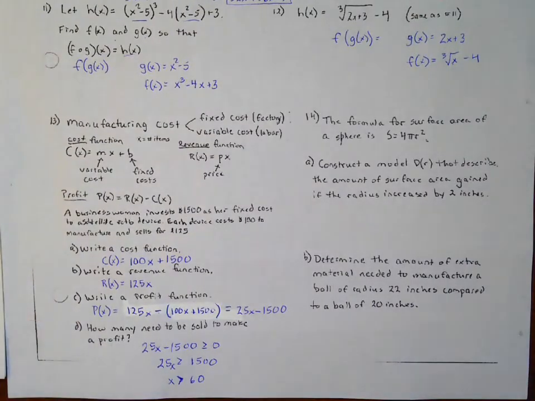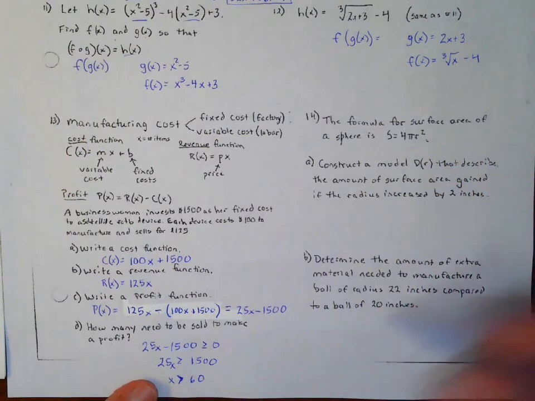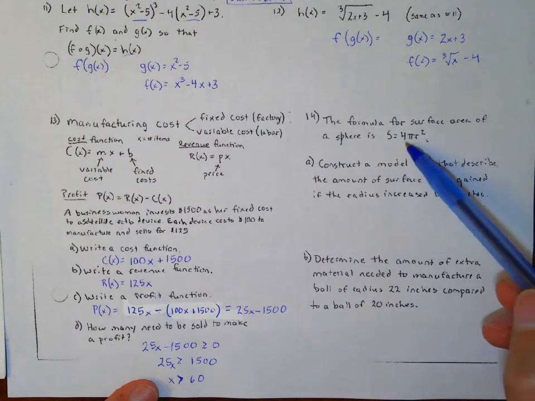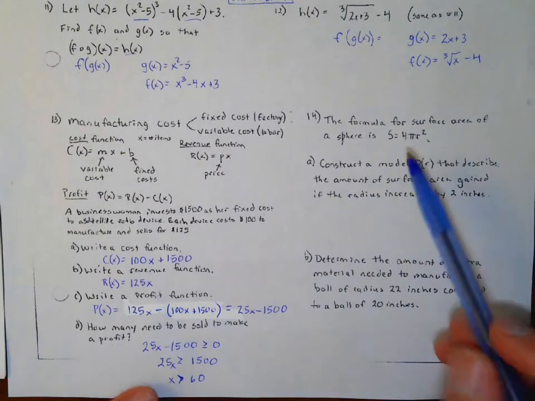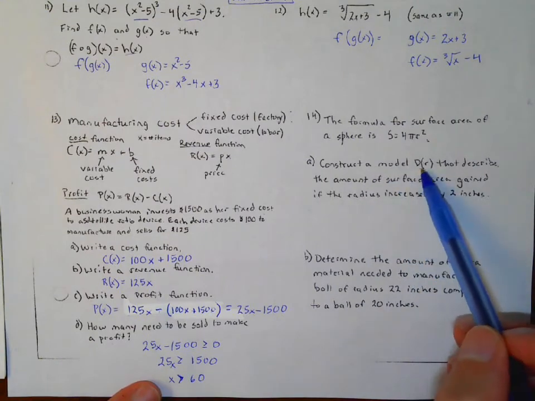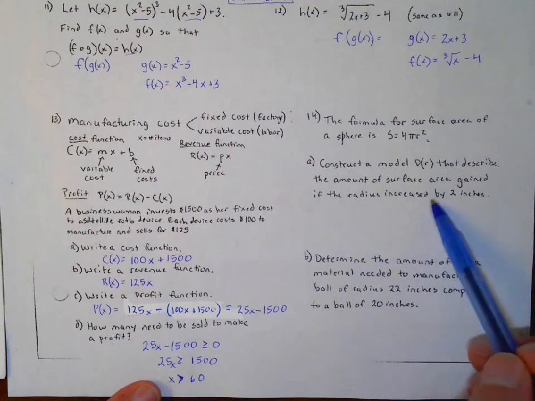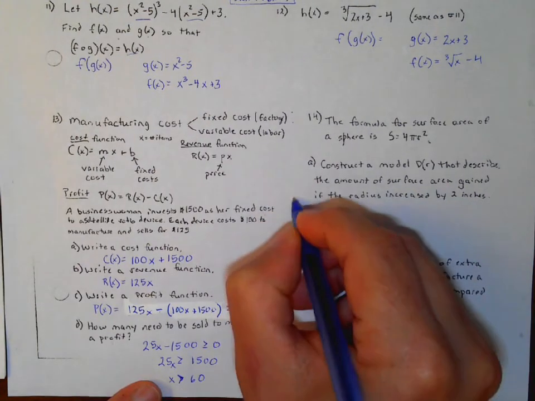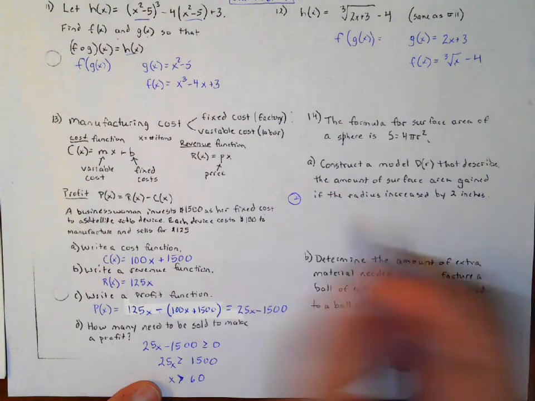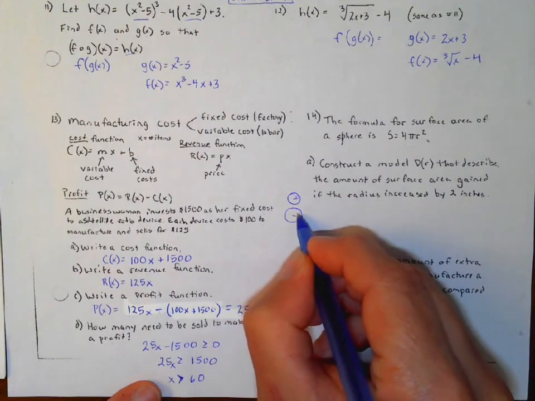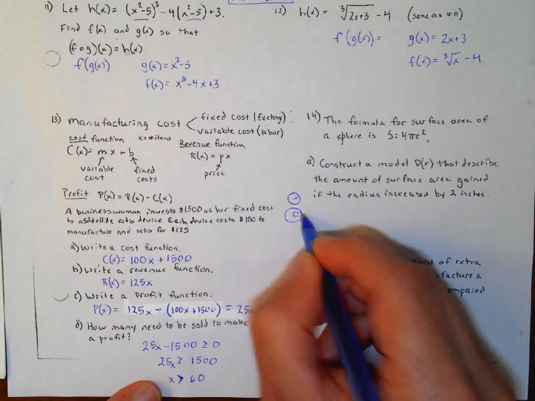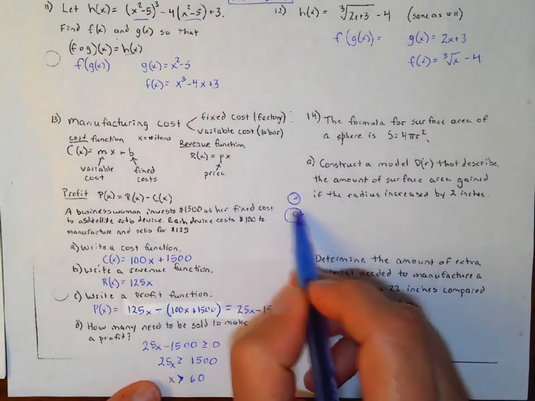Okay. Next problem. Surface area of a sphere, a ball. Surface area is the distance around. So if you're going to make a baseball, how much material would you need on the outside of the baseball? It is 4 pi r squared. We're going to construct a model, we'll call it d of r, that describes the amount of surface area gained if the radius increased by 2 inches. So if we have a certain ball with a certain radius, if we increase that by 2 inches, so we have r plus 2 more inches, how much more surface area would there be on that ball?